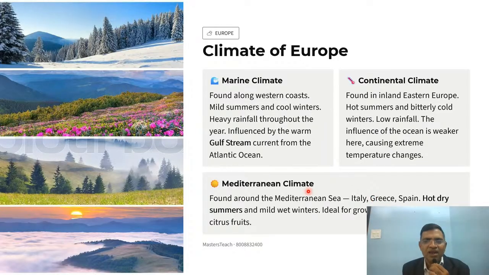Then the Mediterranean climate, found around the Mediterranean Sea, in Italy, Greece, and Spain, with hot dry summers and mild wet winters. It is ideal for growing grapes, olives, and citrus fruits. They may ask which type of plants or fruits are grown in the Mediterranean climate: grapes, olives, and citrus fruits.